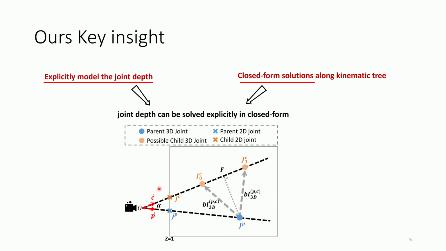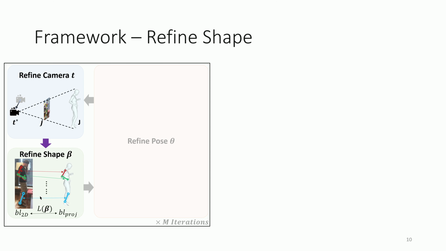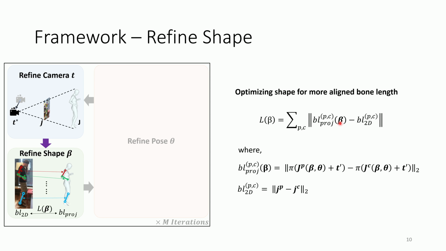Our framework iteratively refines camera, shape, and pose parameters. For camera refinement, the camera translation T operator can be determined using least squares techniques in a closed-form manner when fixing the pose and shape. For shape optimization, we use 2D keypoints to refine the bone length of the human body. The loss we use to train beta is between the projected 2D bone length and those computed from given keypoints.